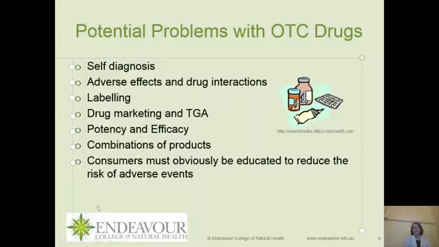So as you can see, as in complementary medicine, these over-the-counter meds are important for complementary medicine practitioners to know about, and they may be involved in that very important consumer education about ways to reduce the risk of adverse events such as overdose or adverse effects and so on with Western pharmacy medications.